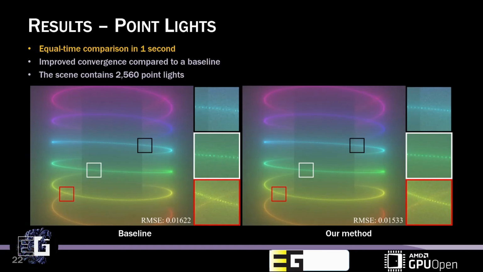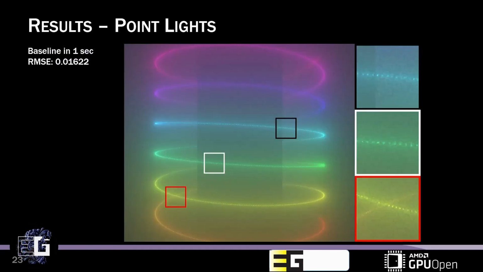Here are the results of our method with point lights. We did an equal time comparison with the scene having 2560 point lights. Both images were rendered in 1 second. The baseline is shown on the left and our method is shown on the right. The image quality is evaluated with root mean squared error. Let's see the difference in more detail. This is the rendered image for baseline. And this is our method. As you can see, the noise is reduced quite a lot in our method, especially in the close-up images.